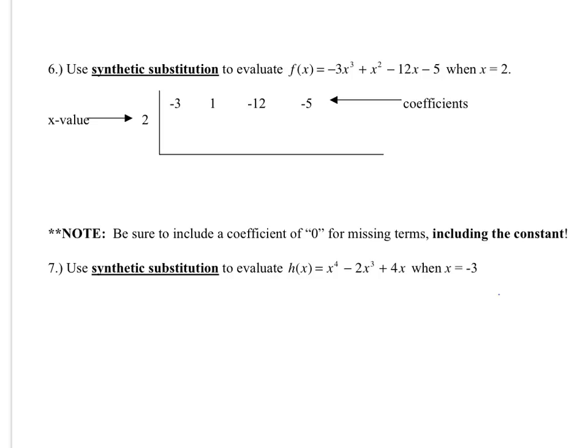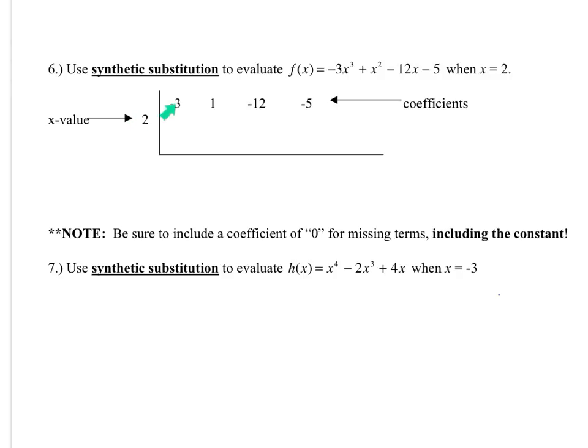The next concept we're going to work on is what we call synthetic substitution. Synthetic substitution is a way that we can evaluate a polynomial at a certain x value without having to do direct substitution, which is where you simply substitute the value of x into the polynomial. So over here on the left, I have it already set up for you. The x value that we're evaluating this polynomial at goes out here on the outside of what looks to be a sideways L. So we're going to evaluate this at 2.